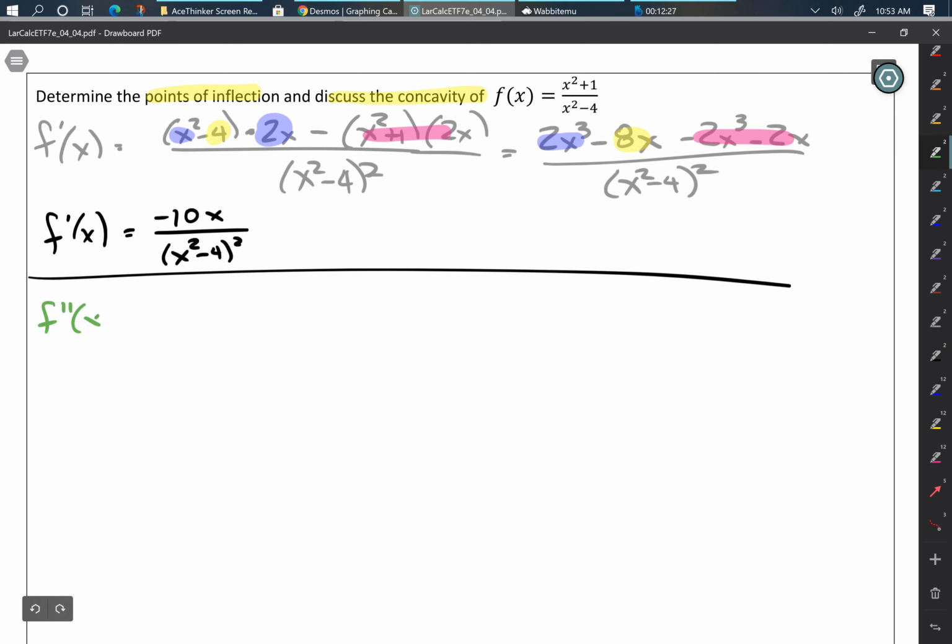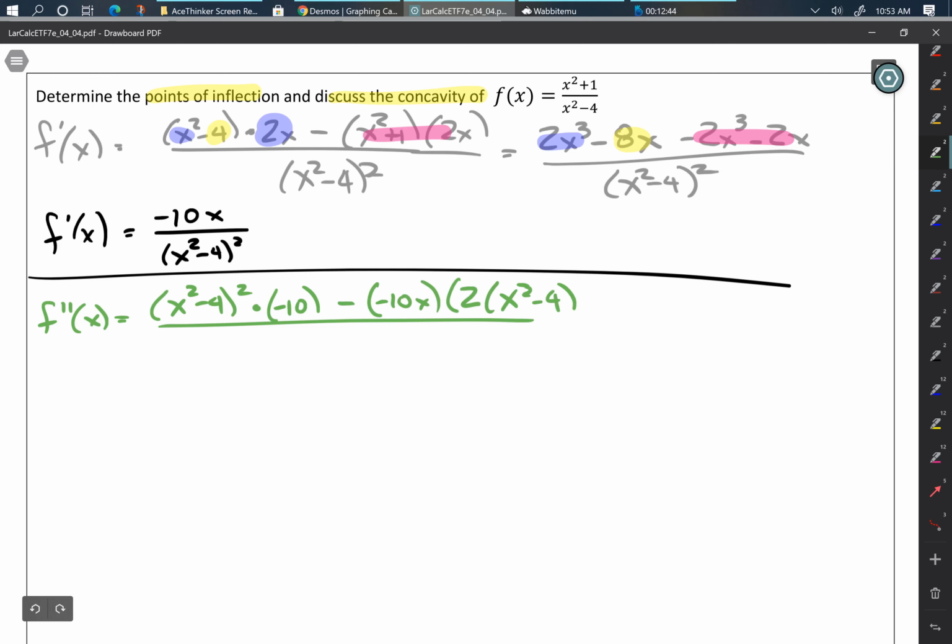f double prime of x, the second derivative. Denominator multiplied by the derivative of the numerator, minus the numerator multiplied by the derivative of the denominator, over the denominator squared. Right? I'm seeing a like term.